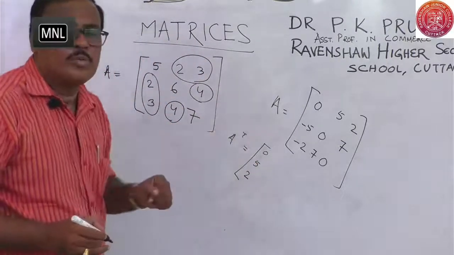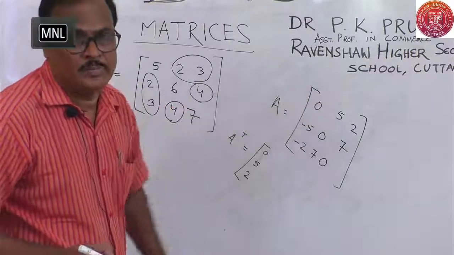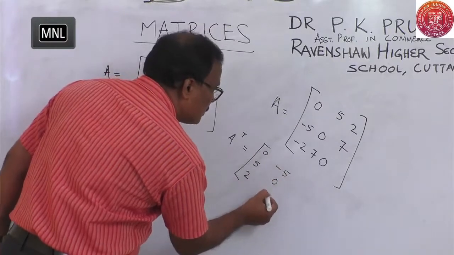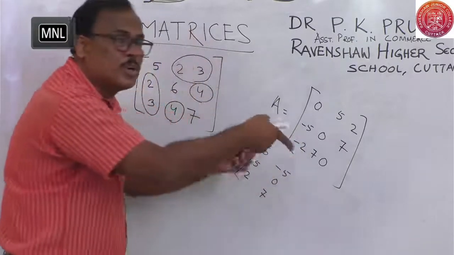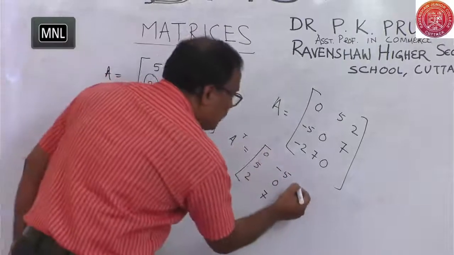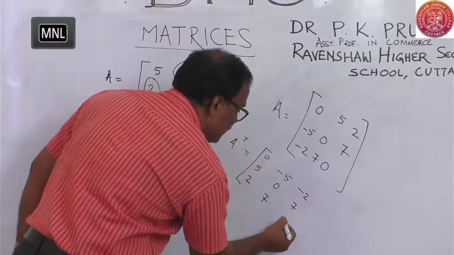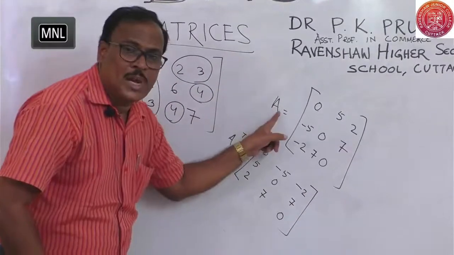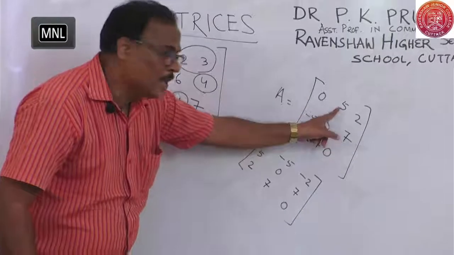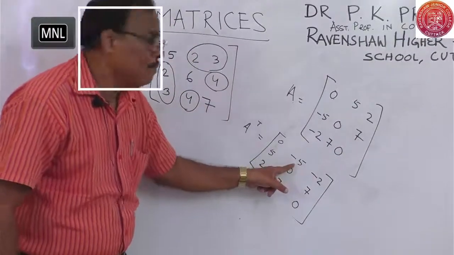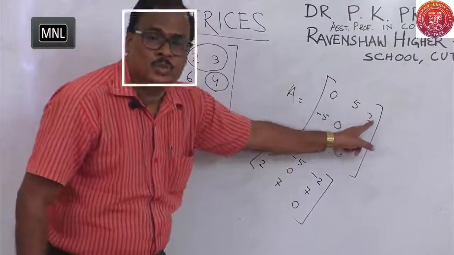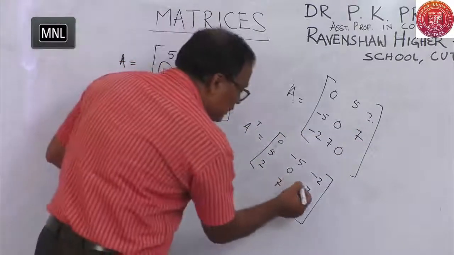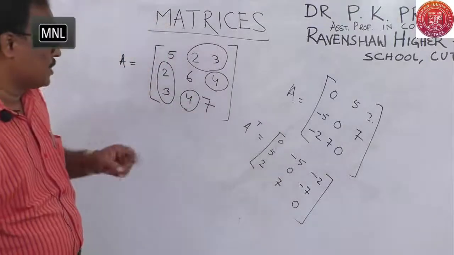The second row, -5, 0, 7. Now this is your -5, 0, 7. And the third row is converted into the third column. So that is -2, 7, and 0. Now you find out in the original matrix, this is 5 and now this is -5. The third element is your 2. Now this is -2. Now this is the third element of the second row, that is -7.